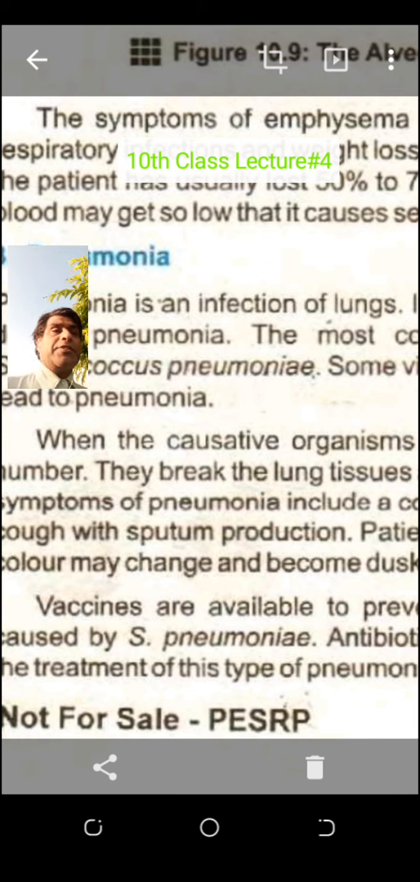A vaccine is available. Vaccine means you treat the patient before the disease, and you will study vaccine information in the last chapter: how vaccines are formed and how they work. Very interesting, and currently also being discussed in the media. Some topics are currently relevant. Whatever the media is telling, that we want to form a vaccine against the coronavirus, that is the information you will study in this book.